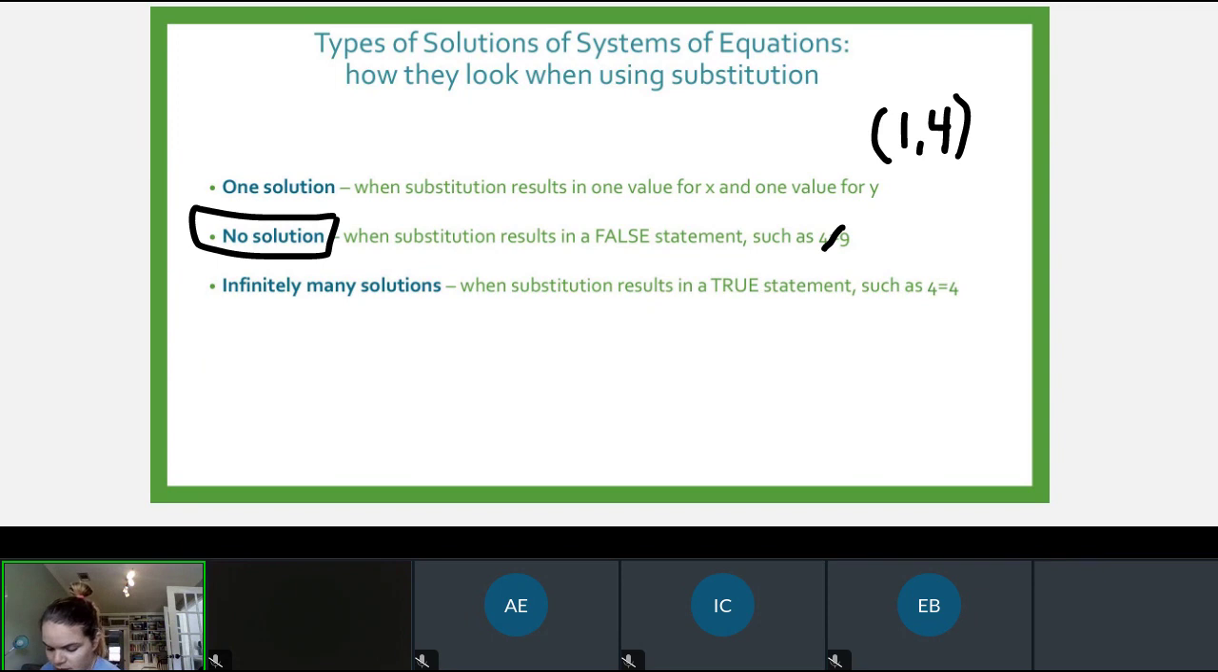Then for infinitely many solutions, you're going to get a true statement. So 4 equals 4, 2 equals 2. Okay, if you get the same number equaling the same number, that's when it's infinitely many solutions. And what we're going to do now is go through some problems where we're going to see these different cases.